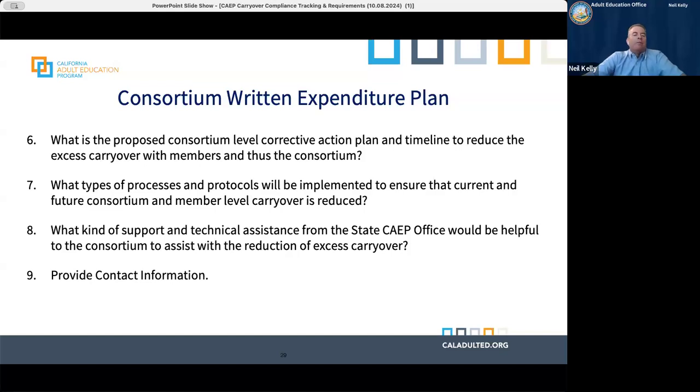And then question 8 is your opportunity to provide information to the state on support and technical assistance needs that would be helpful to your consortia to assist in the reduction of excess carryover. And that's where we get to next, the 16th. I think it's October 16th is the part 2 webinar, which we're going to have the technical assistance providers be available and go through that process. And so that should help you understand maybe a little better on question 8 and what kind of support and technical assistance can be available from the state in helping you reduce that carryover. And then the last question, question 9, you provide your contact information.